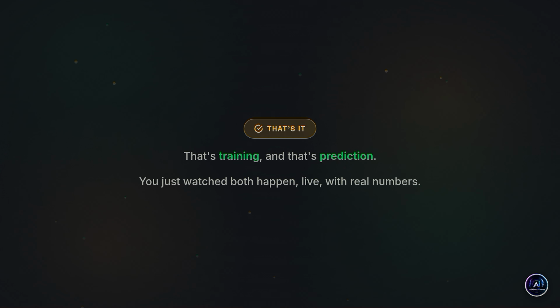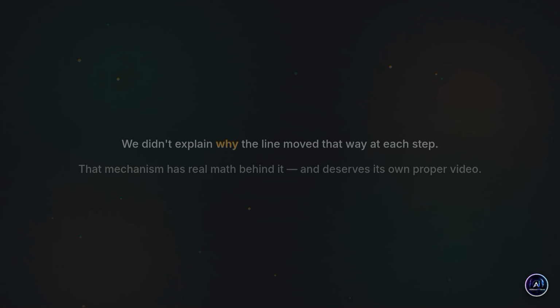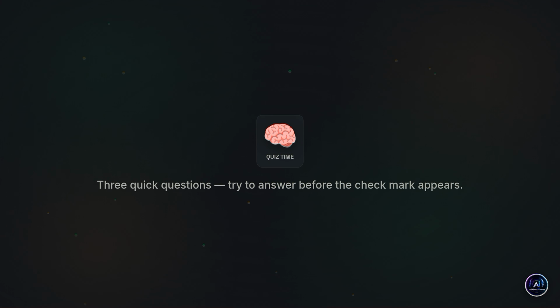On purpose, we didn't explain exactly why the line moved the way it did at each step. That mechanism has real math behind it, and it deserves its own proper explanation. Coming up in this series, 8 real techniques that do exactly this, each in a different way. Then the actual math running underneath all of them. Then a real model you build yourself, understanding every line. Let's check what actually stuck. 3 quick questions. Try to answer each one before the answer appears on screen.